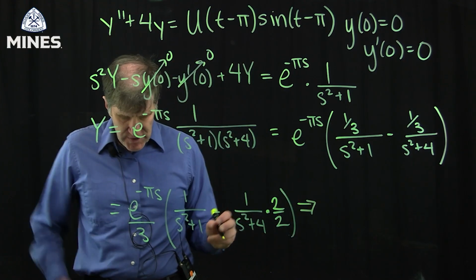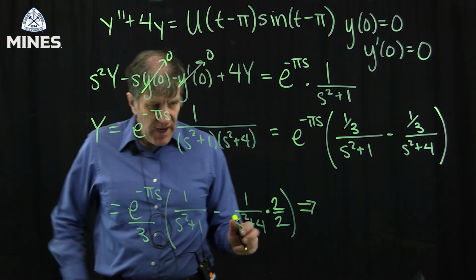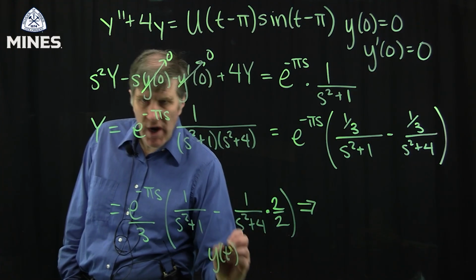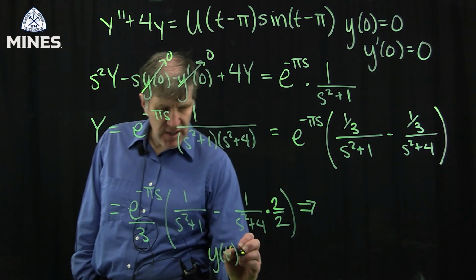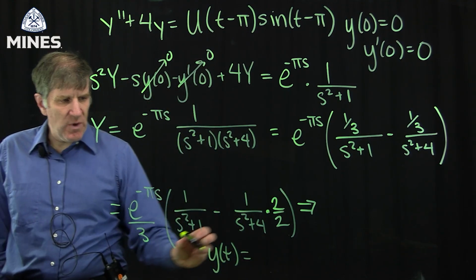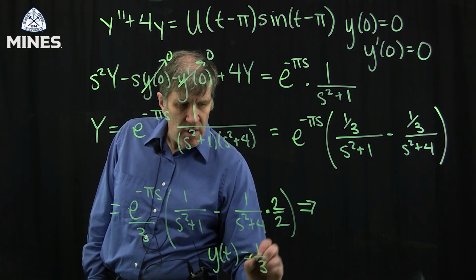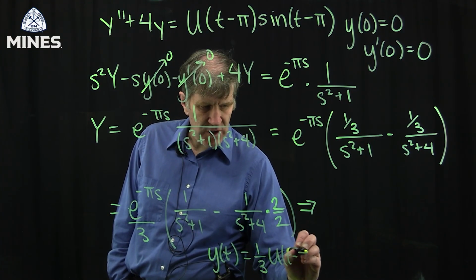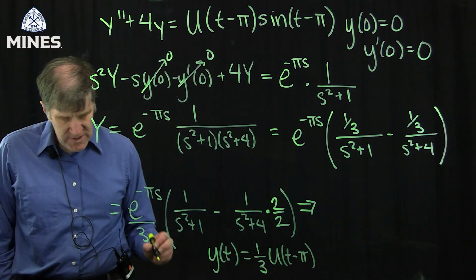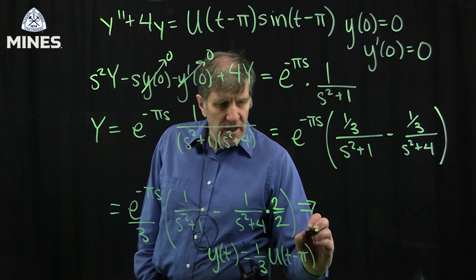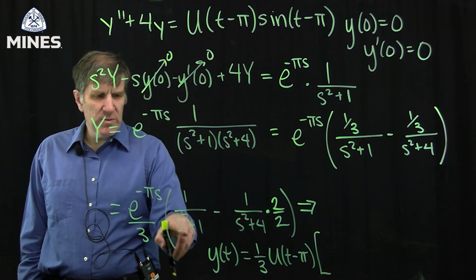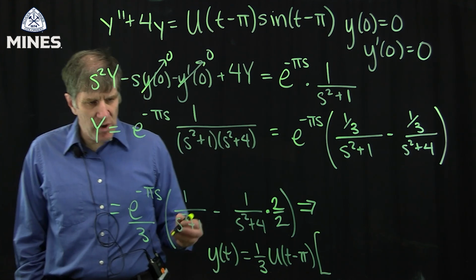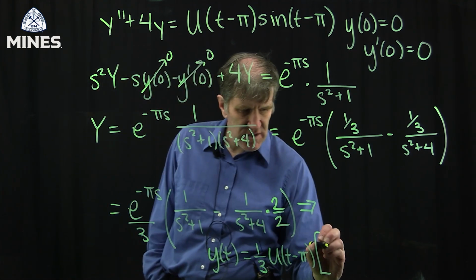We are now ready to write the inverse. Little y of t is, let me put the 1/3, I guess. The exponential is going to come in as a step function. So u of t minus pi. And then I'm multiplying that by the inverse of these. So I have the inverse of 1 over s squared plus 1 is just the sine of t.